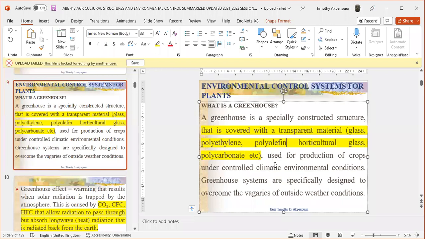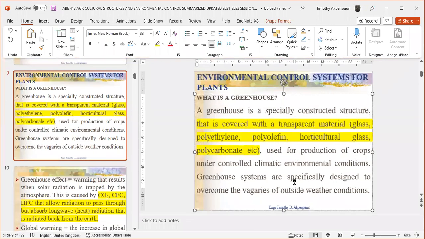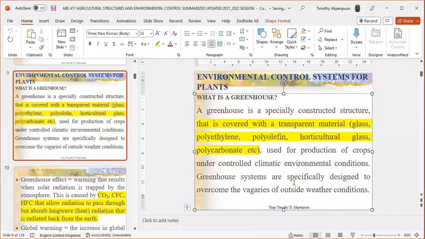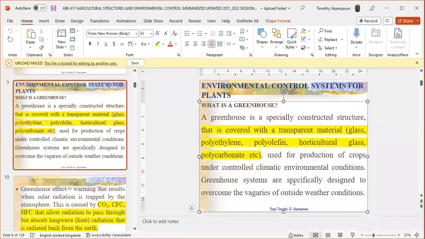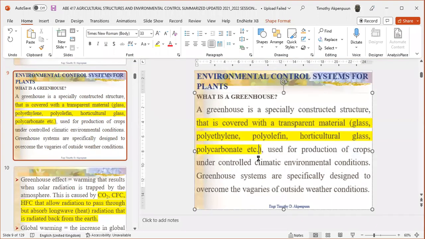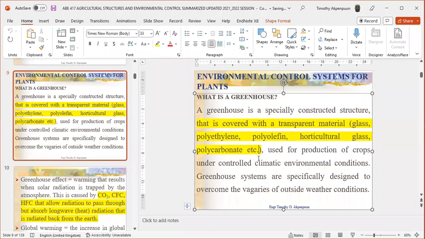Okay, right? So this material now does what? They trap solar radiation within the greenhouse environment. That is why the greenhouse environment parameters such as temperature and humidity, most especially temperature, is usually higher than the outside environment. But what happens to humidity? If temperatures are usually high in the greenhouse, what happens to humidity? Humidity is reduced. It is low. What happens to CO2?